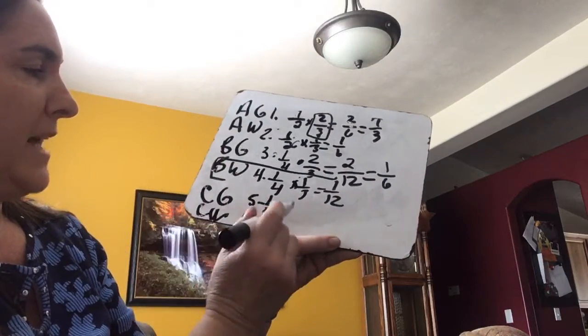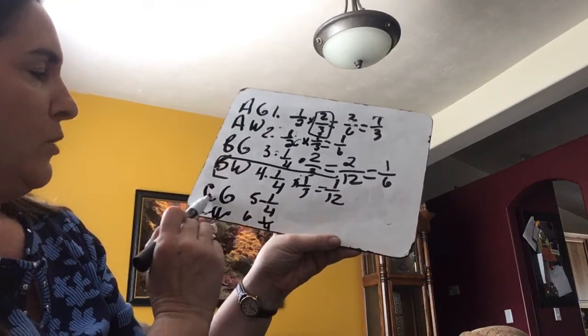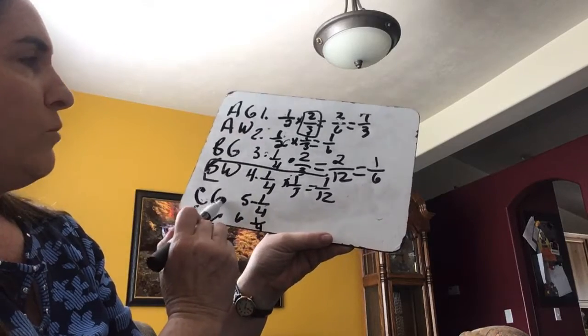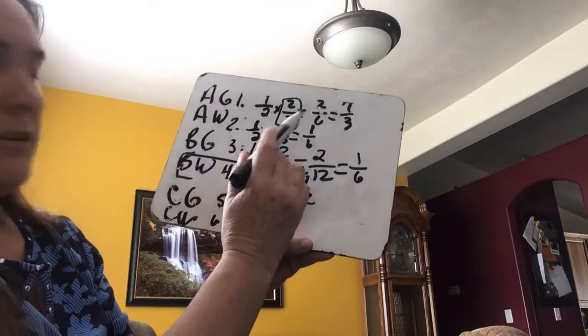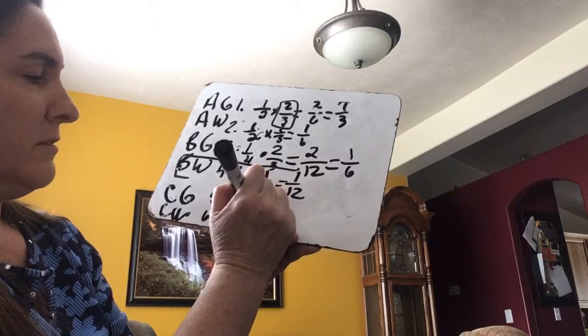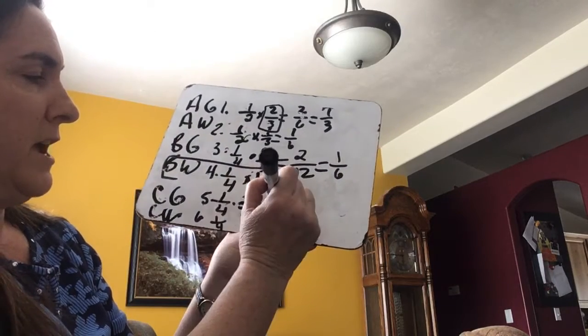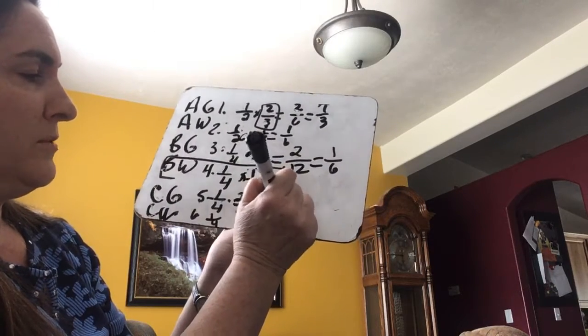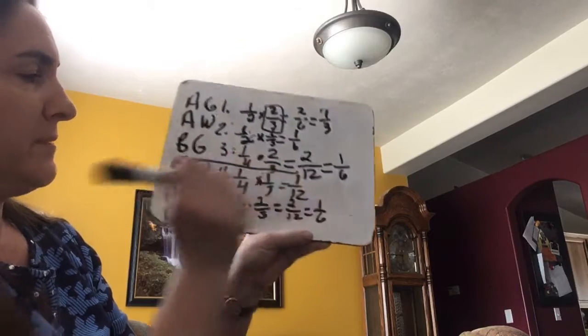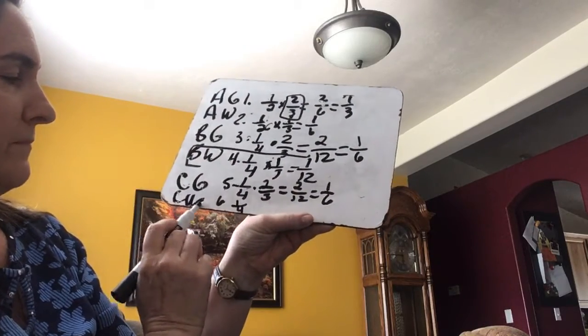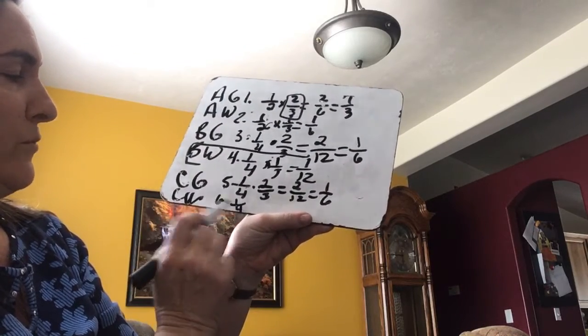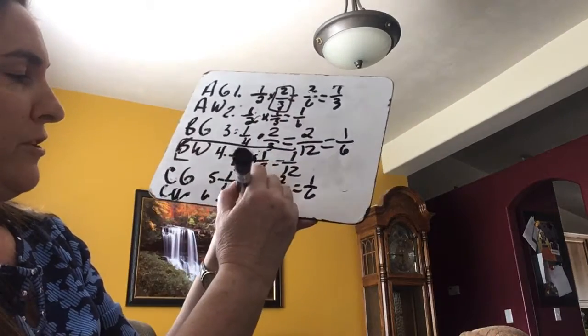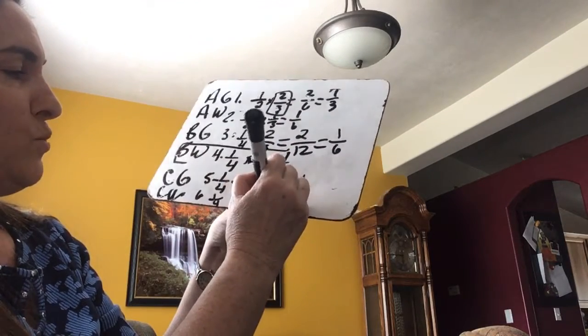Okay, let's do the last 2. We know C is 1/4. Green, what was green? Green was 2/3. Okay, so that gives me 2/12, which equals 1/6. The last one. C is 1/4. White is 1/3 equals 1/12.